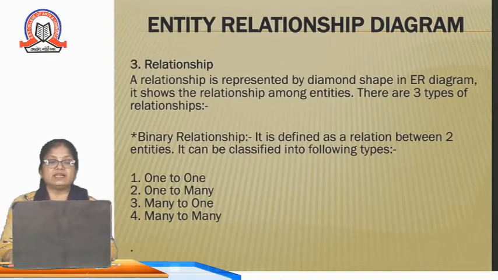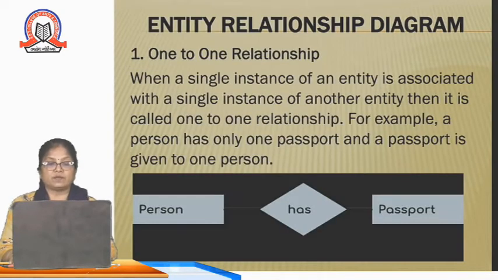Now we'll see the relationship. A relationship is represented by diamond shape in ER diagram. It shows the relationship among entities. There are four types of relationship: one to one, one to many, many to one and many to many.